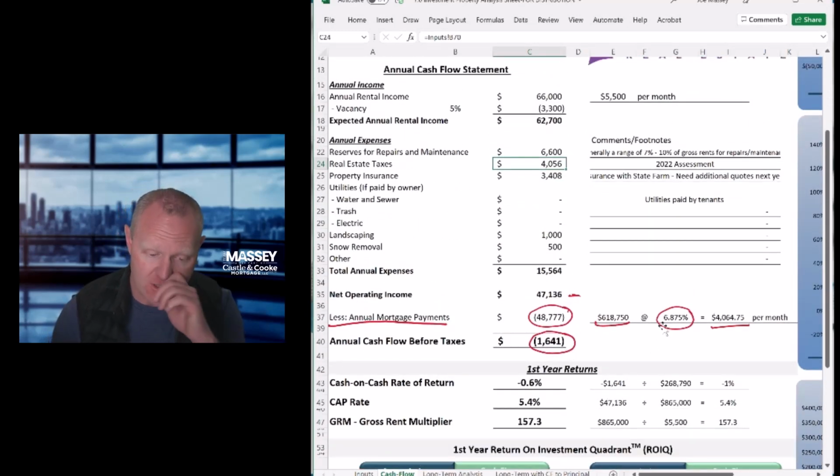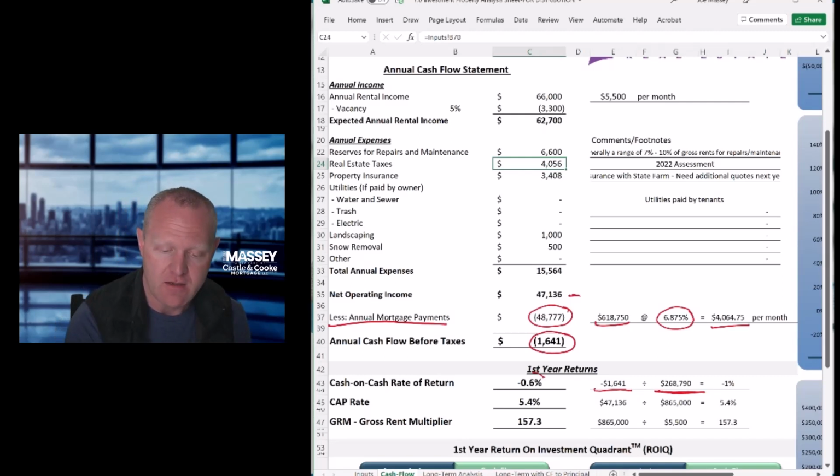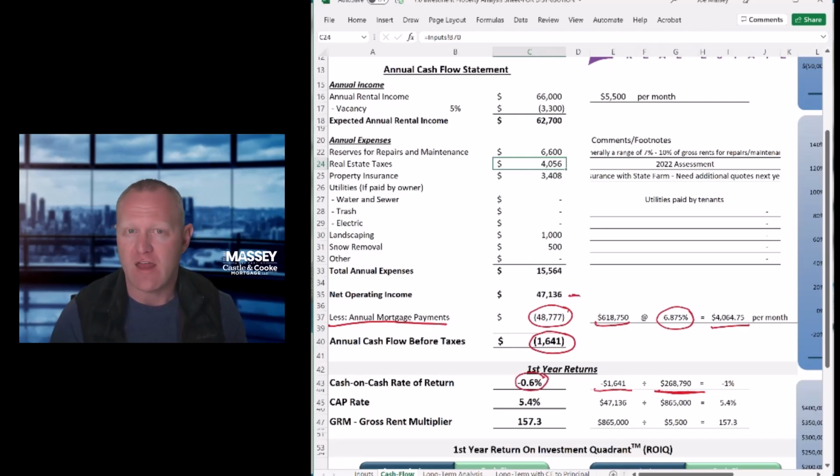So our cash on cash return, if you're not familiar with this number, this is the cash we've invested, $268,790, and we're losing $1,641 every single year. So that is a negative 0.6% cash on cash return. We put in $268,000, we are paying in additional $1,600 every year. So not a super great deal from a cash flow perspective.